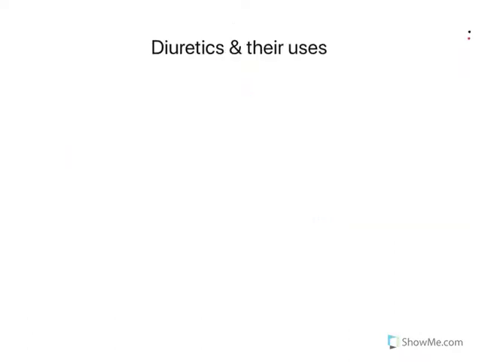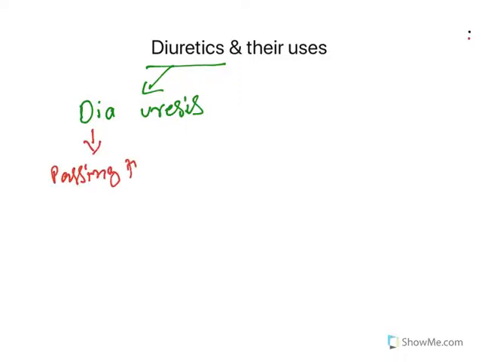Let's begin. Now, diuretics, the word is derived from the Greek roots dia and uresis. Dia is a very common root word which indicates passing through. Uresis means urine. That means the agents which increase urine output are known as diuretics.